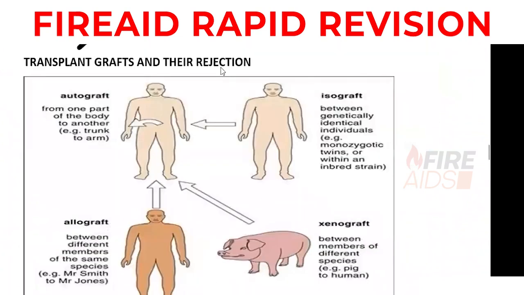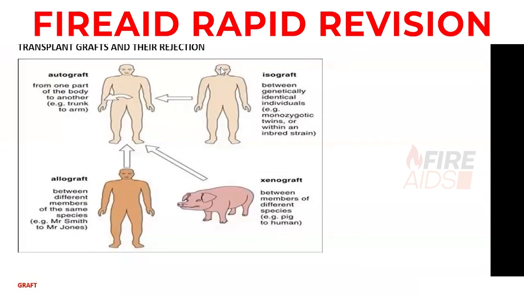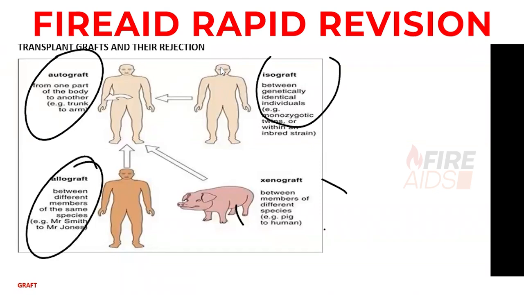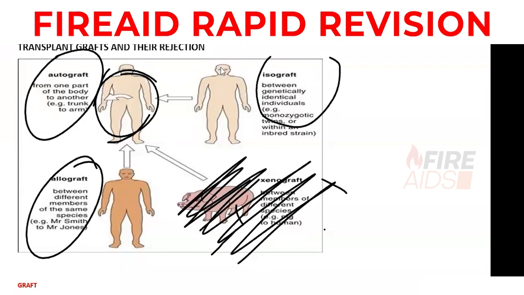Then, grafts and their rejection. You need to know there are 4 grafts: autograft, isograft, allograft, xenograft. One part of the body to another part of the body within the same individual is going to be autograft. One human to another human is going to be either isograft or allograft. But xeno is between 2 species, so do not expect a question from xenograft. You are going to get questions from these 3: auto, iso, and allo.